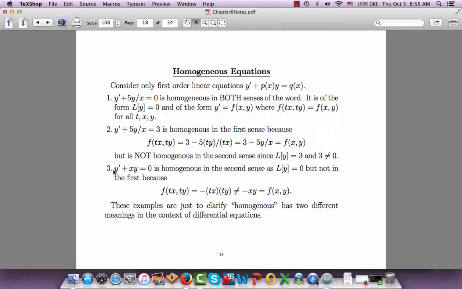Then our last example satisfies the second type because the right-hand side is 0, and this is a linear equation. But it fails the first type, because if I solve for y prime, I get y prime is negative xy. So my f of x,y is negative xy, which is not equal to negative tx times ty, which is what f of tx, ty would be. So it fails the first type, but satisfies the second type. So these two notions of homogeneous are very different. They do overlap. There are some problems which satisfy both, but there are problems that satisfy one and not the other.